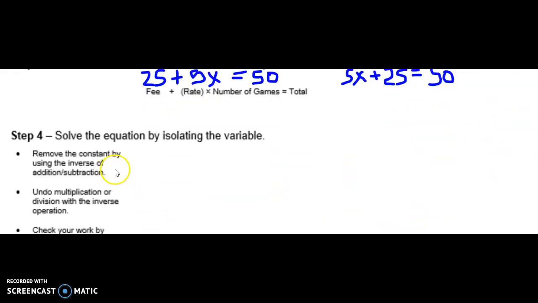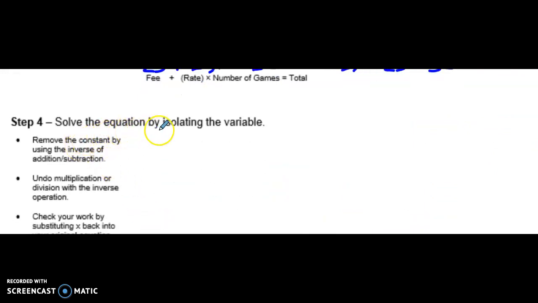Step 4, we want to solve the equation by isolating the variable. What does it mean to isolate? Isolate means we're going to get the variable by itself. So our first step, let's rewrite the equation. We had 25 plus 5x equal to the $50 we have in total to spend.